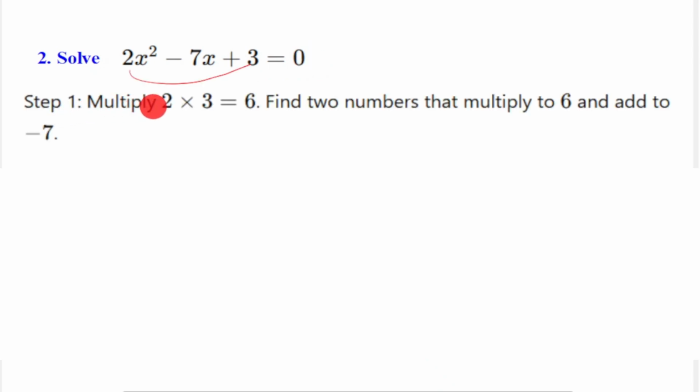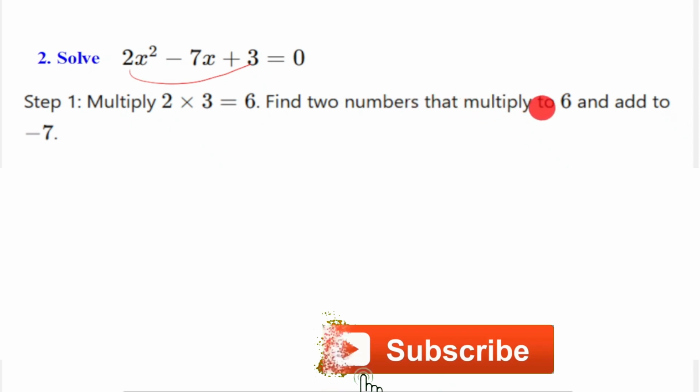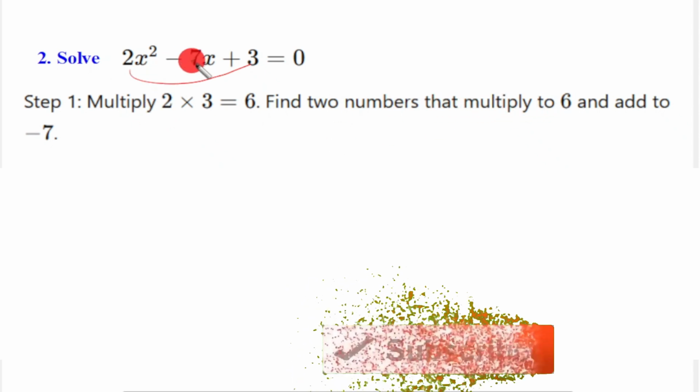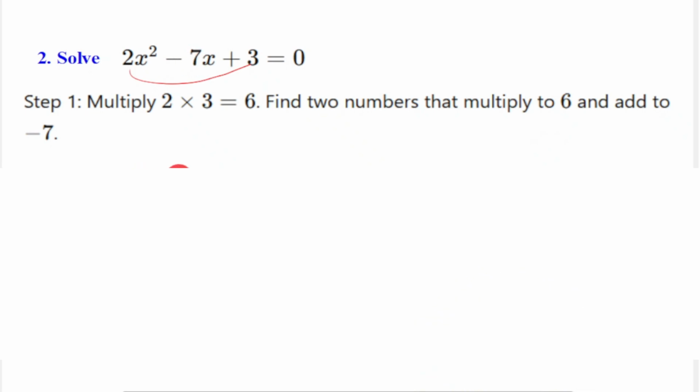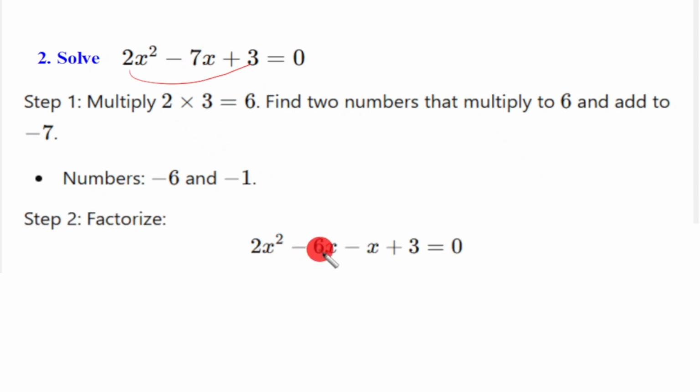2. Solve 2x squared minus 7x plus 3 is equal to 0. Step 1, multiply 2 by 3, we get 6. Find two numbers whose product is 6, and when we add, that gives minus 7. So the two numbers are minus 6 and minus 1. Then insert these two numbers in place of minus 7x. When we write, we get 2x squared minus 6x minus x plus 3 is equal to 0.